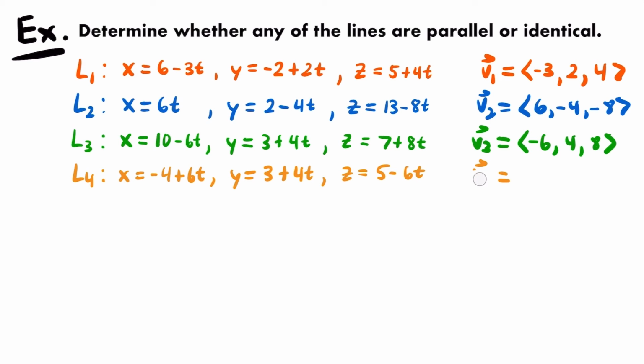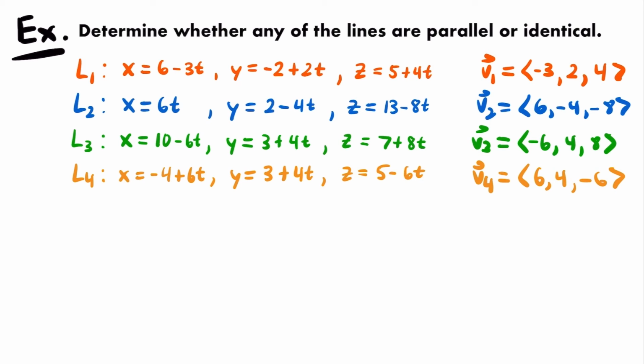I'm going to rewrite this vector. That's kind of ugly looking. Let's do that again. Here's vector v4. There we go. That looks a little bit better. To find the components of this vector, we want to identify the direction numbers for line 4. The parametric equations for line 4 are x equals negative 4 plus 6t, y equals 3 plus 4t, and z equals 5 minus 6t. So the coefficients of t are 6, 4, and negative 6. So those will be the direction numbers, or the components of vector v4. So we have positive 6, positive 4, negative 6.